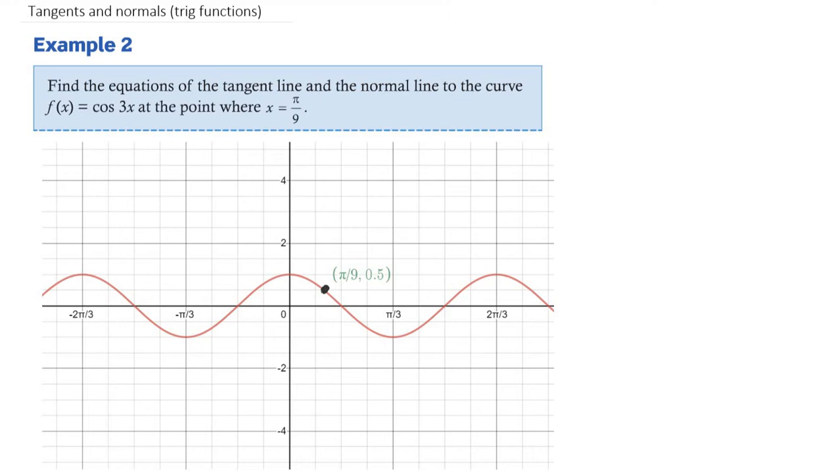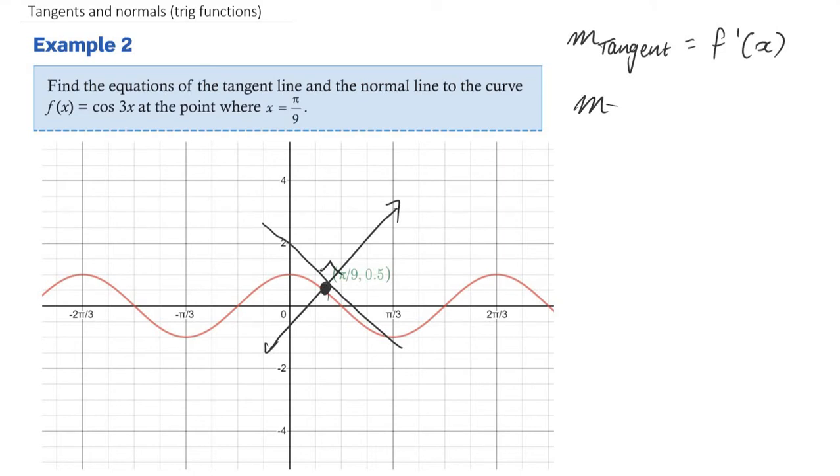The tangent line looks like that, passing through that point, and we should recall that the gradient of the tangent is equal to the derivative at that point. If we want to find the equation of a normal, then that meets at right angles, passing through the same point. And because it meets at right angles, the gradient of a normal will be the negative reciprocal of the gradient of the tangent.